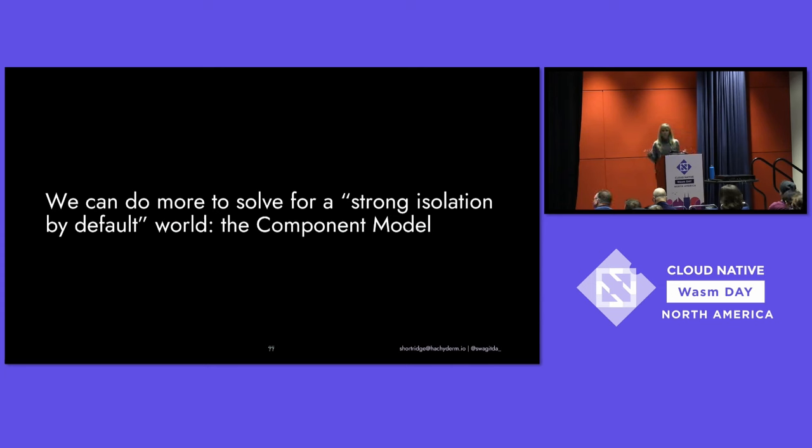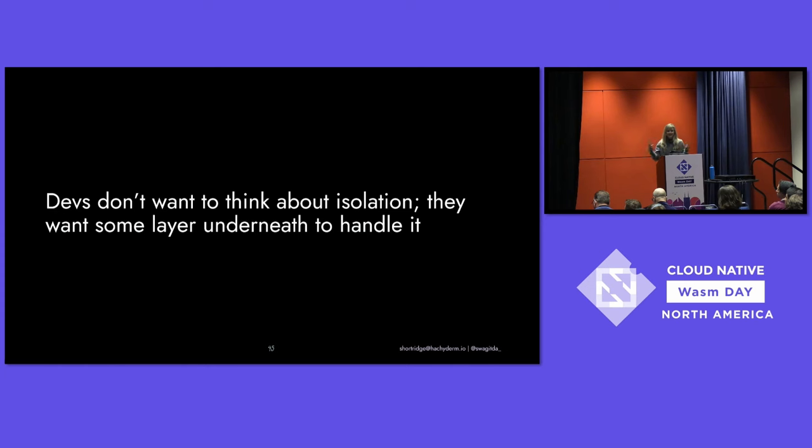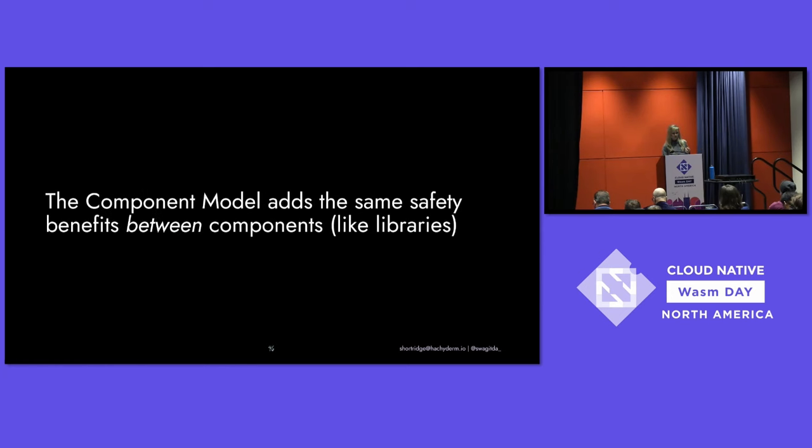So this means we can do a lot more to solve for the strong isolation by default world. And the Bytecode Alliance, hopefully, already has an answer to this, which is the component model. So Wasm is building a future where you don't have to compromise on isolation, whether in terms of effort or overhead. You'll just get it by default as a developer, and that's really powerful. Because again, developers want isolation to be a concern that's handled by a layer underneath where they're working, similar to observability or log collection, right? But to date, no one's been able to make isolation as invisible to developers as logging or observability is. But I think with the Wasm component model, maybe we can actually get there.